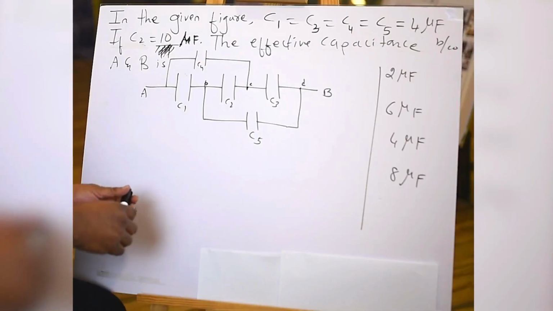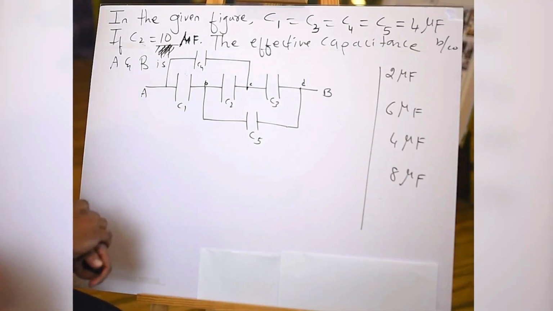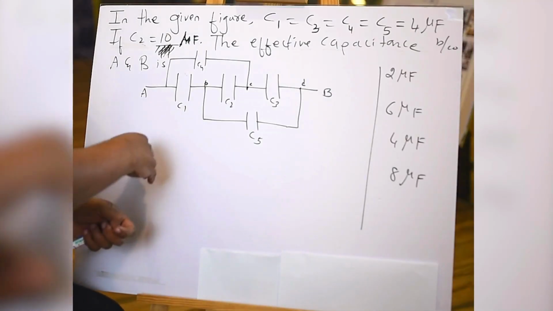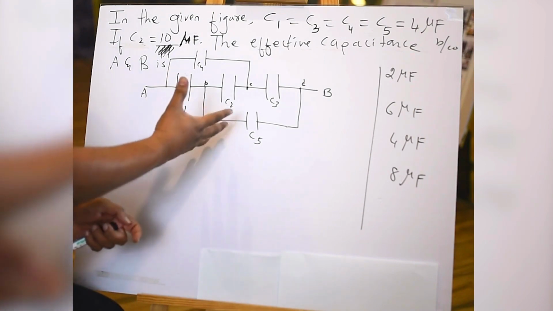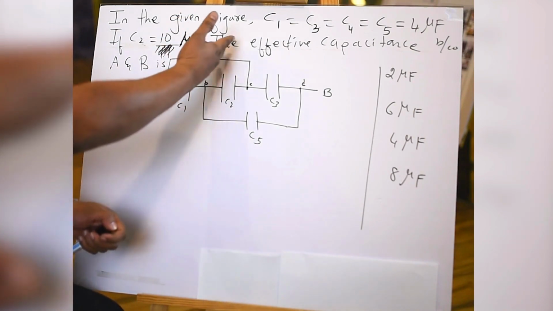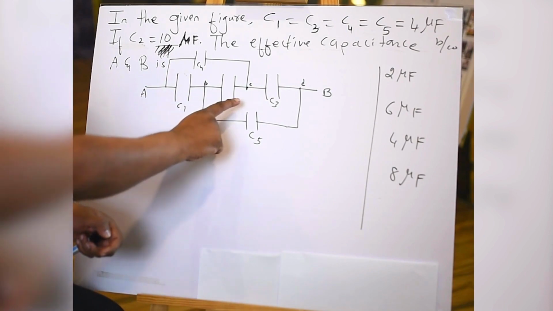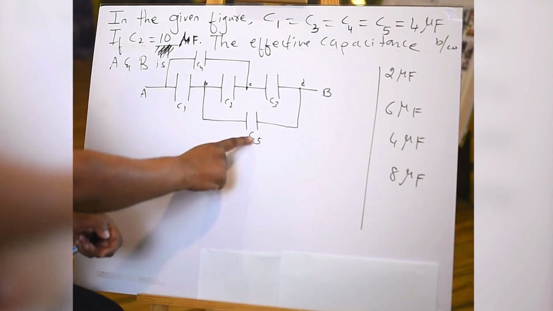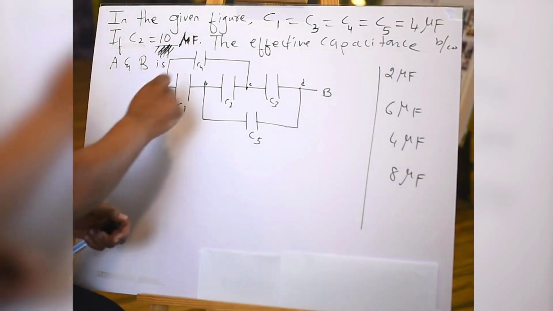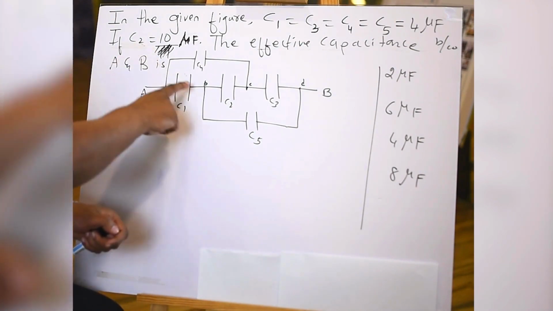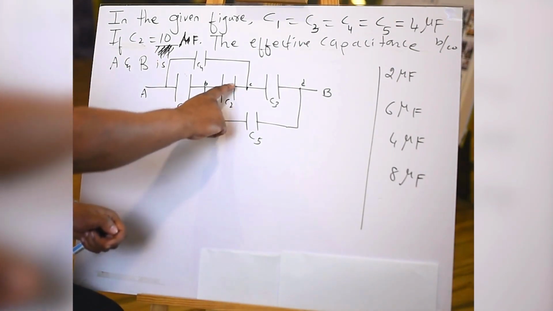So, such as this problem that I'm going to work out. In the given figure, I've chosen one of the problems from electrostatics. There are 5 capacitors connected in this form. The question says in the given figure, C1, C3, C4 and C5 all are of 4 microfarad capacitance, and C2 is 10 microfarad. So, what is the effective capacitance between A and B?